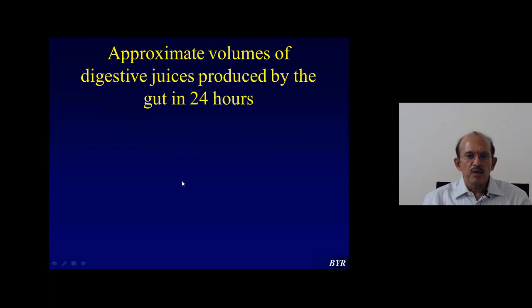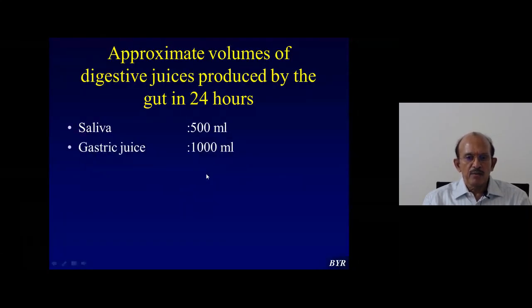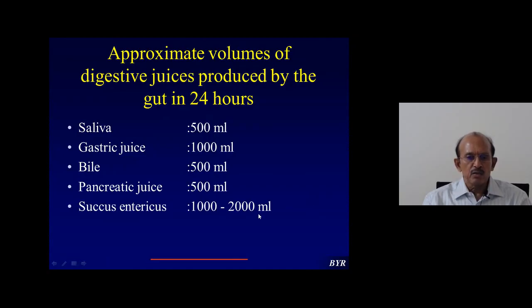Approximate volumes of digestive juices produced by the gut in 24 hours: saliva, around 500 ml. Gastric juice, 1000 ml. Bile, 500 ml. Pancreatic juice, 500 ml. Succus entericus, 1000 to 2000 ml. And these figures will vary depending upon fasting and food intake.